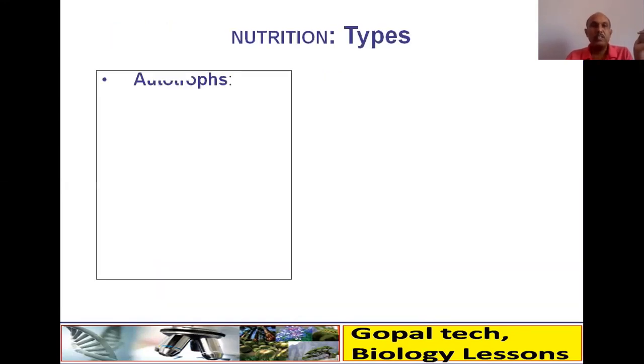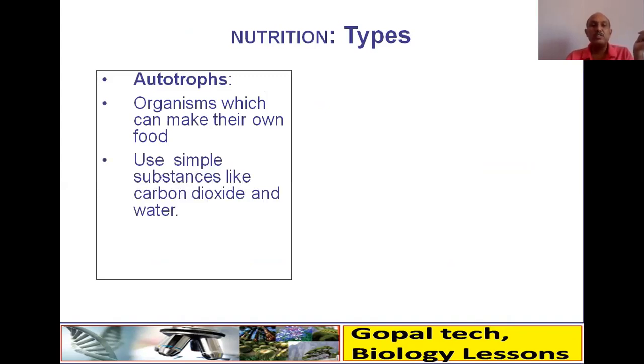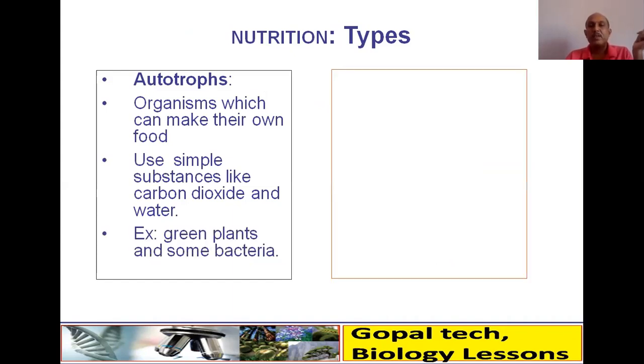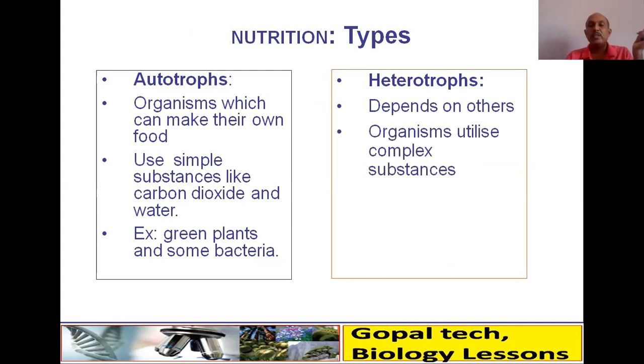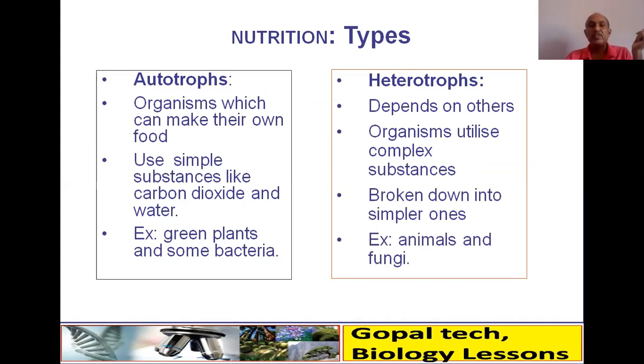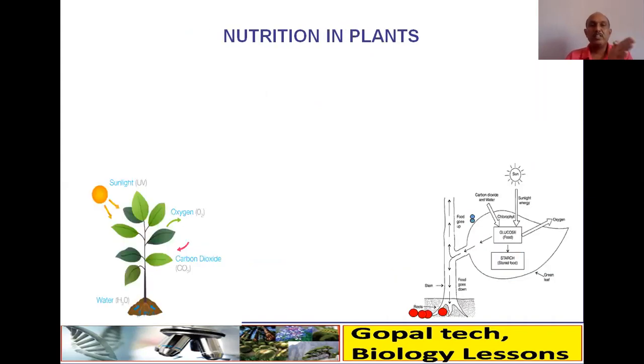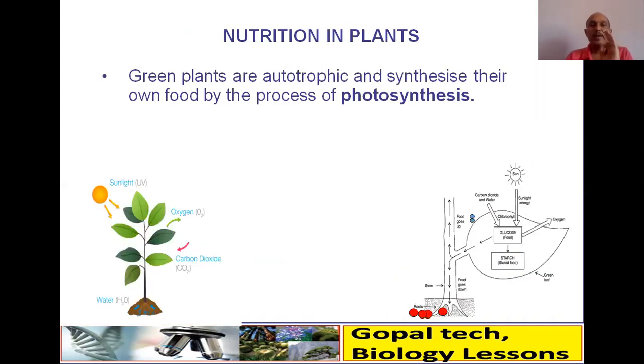Now types we just saw. Different autotrophic organisms which can make their own food use simple substances like carbon dioxide and water. Example, green plants and some bacteria. Heterotrophs depend on others. Organisms utilize complex substances and break them down into simpler ones. Example, animals and fungi. Then we have discussed nutrition in plants. So green plants are autotrophic and synthesize their own food by the process of photosynthesis.